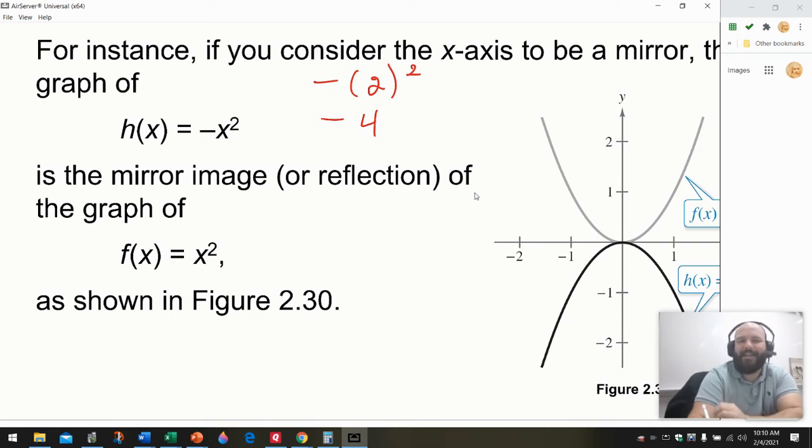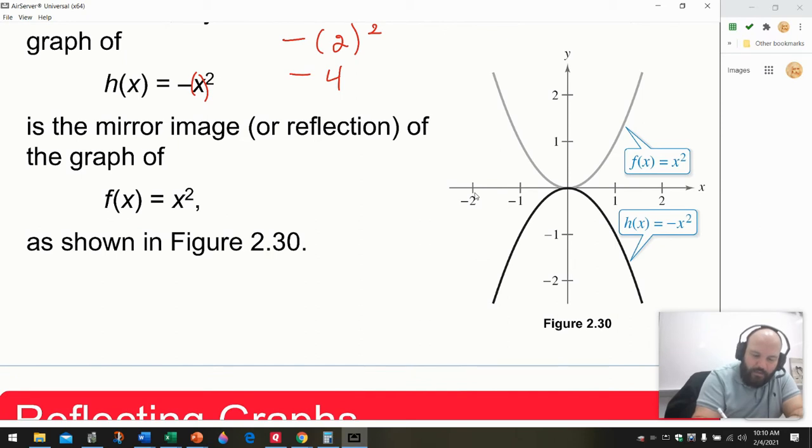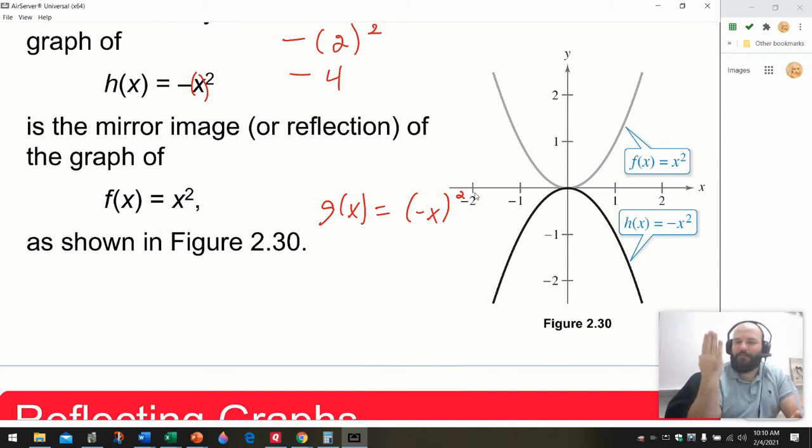Because this negative is on the outside, it is not part of what's being squared, so it is going to be a reflection about the x-axis. When the negative's on the outside, it's going to flip it on the x-axis. Now, in a similar fashion, had I had a graph that looked like this, let's call it g of x, and let's say I called it negative x, the quantity squared, then because the negative is on the inside, it would reflect it about the y-axis. It would flip it over.